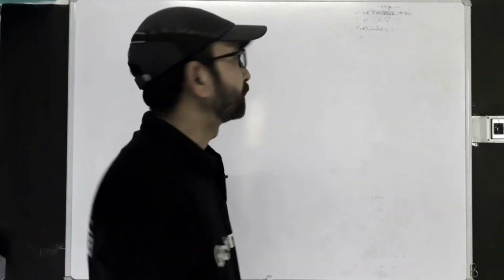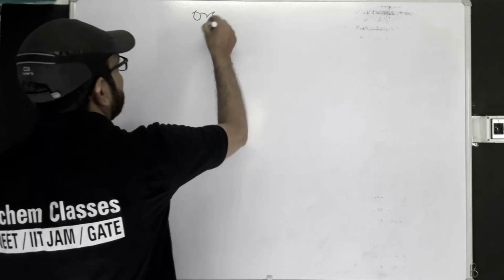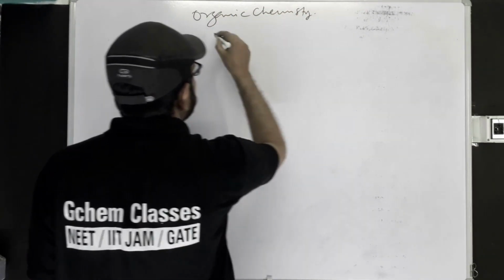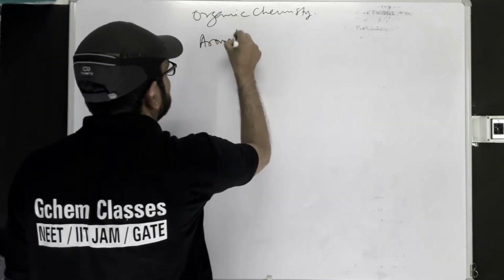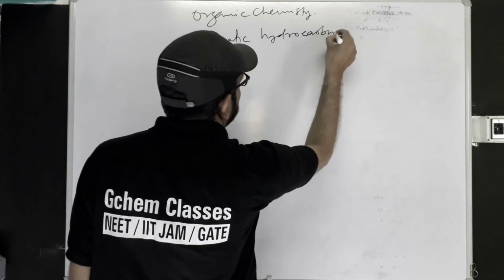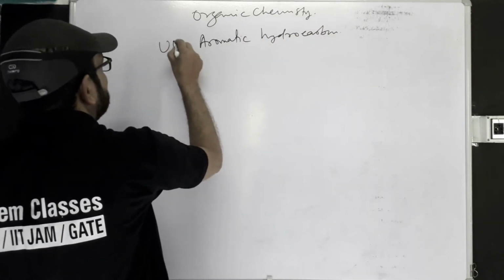Today we are going to learn aromaticity, aromatic hydrocarbon, the part of organic chemistry, right? The part of organic chemistry which we are going to deal with is aromatic hydrocarbon. This is your unit number 05.